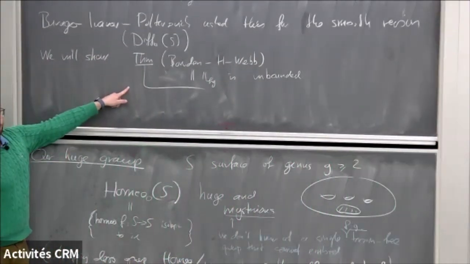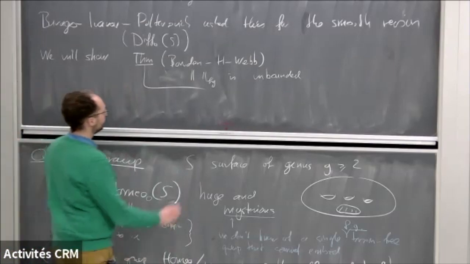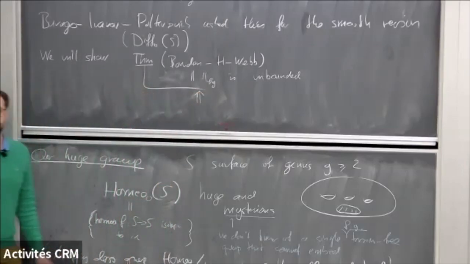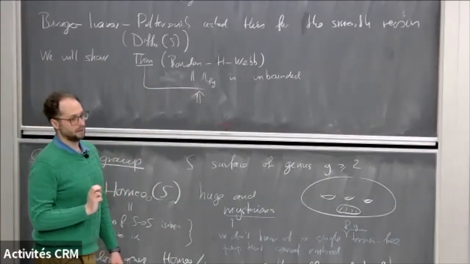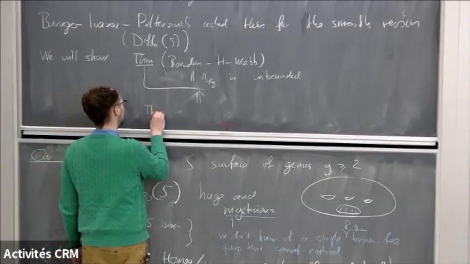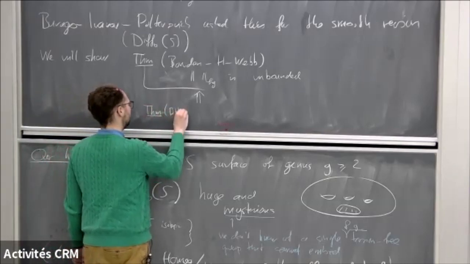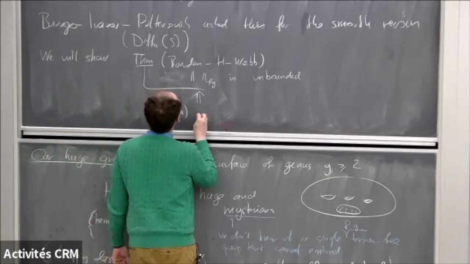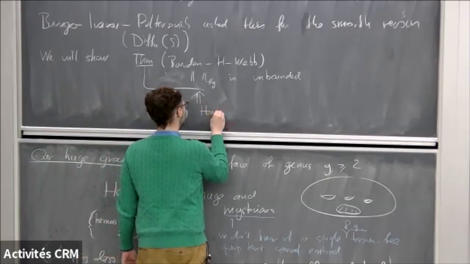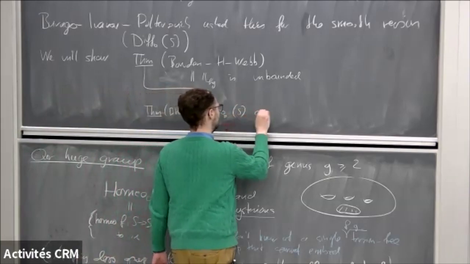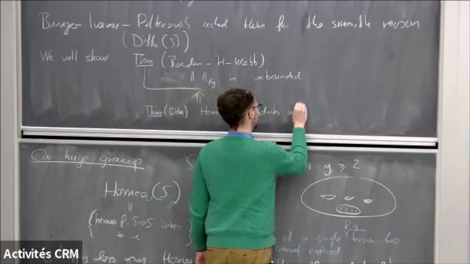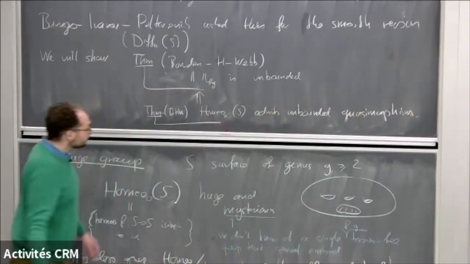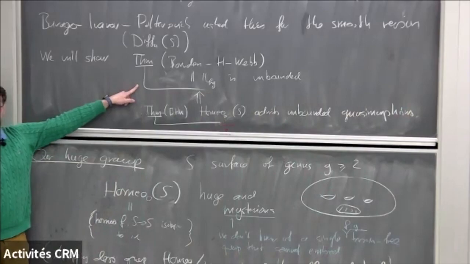So how does one prove this? Well, this is actually a pretty quick consequence of an algebraic fact about this group. Really, what we prove is that Homeo_0 or Diffeo_0 admits unbounded quasimorphisms. So what does this have to do with this?